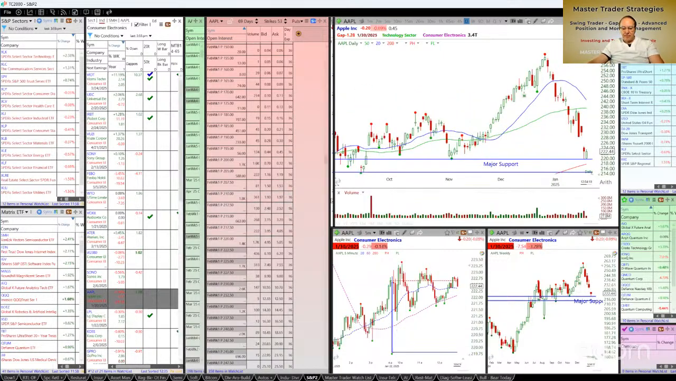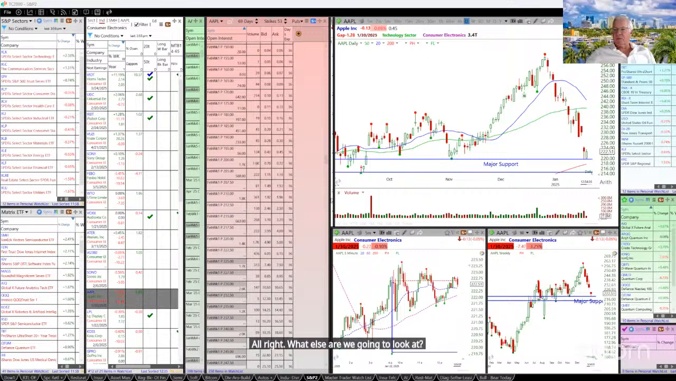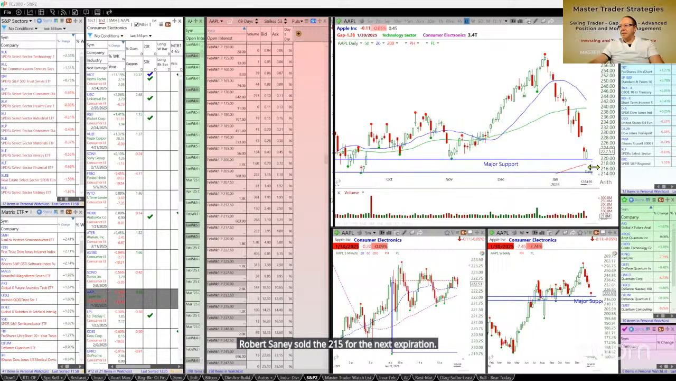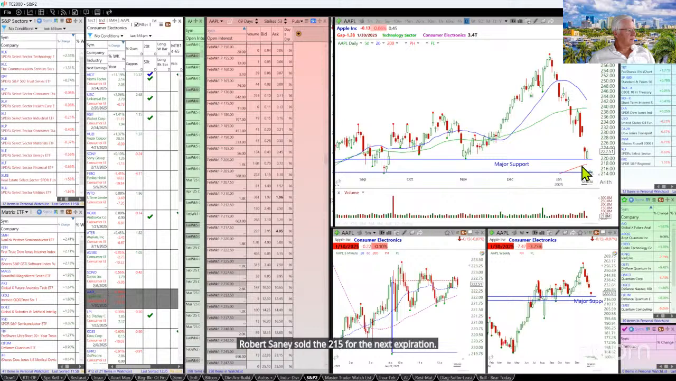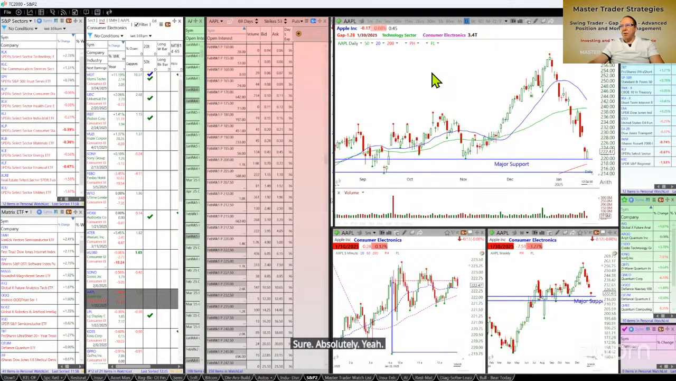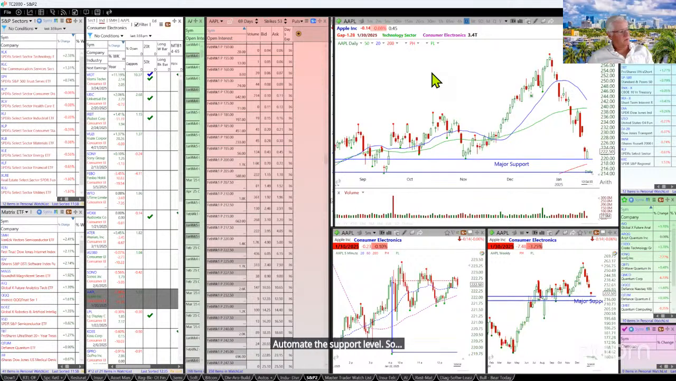All right. What else are we going to look at? Robert is saying he sold the 215 for the next expiration. Sure, with support, absolutely, at a major support level. I'll wait into the close and then I'll sell the 220s for Friday. Right now they're at a dollar.